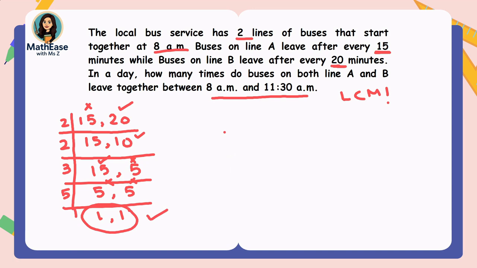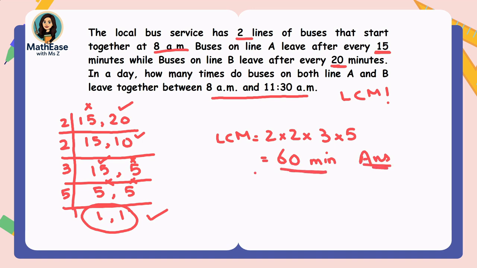The next step is to multiply all the prime numbers on the left side. So the LCM of these two numbers is going to be 2 times 2 times 3 times 5. And that gives us 60. So the LCM of 15 and 20 is 60. This means that after every 60 minutes, or you could say every hour, both buses leave together.